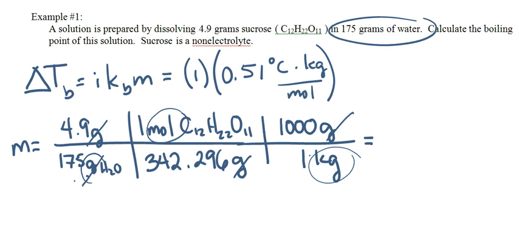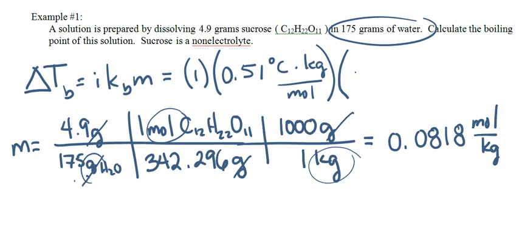So I get, hang on here, that doesn't seem right. Sorry, guys. Divided by, I think I typed in the wrong mass. I wrote it right, but I typed it in wrong. 342. All right, there we go. So 0.0818, and that is moles per kilogram, which is my molality.